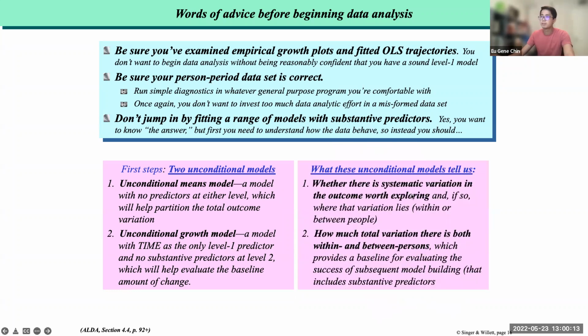So what these unconditional models tell us, the first one tells us whether there's any type of variation that is worth exploring. And if so, where the variation lies, whether that's within or between people. So within would be level 1, between would be level 2. And then how much total variation there is both within and between persons. This will provide the baseline for us to evaluate how successful our subsequent model building efforts are.